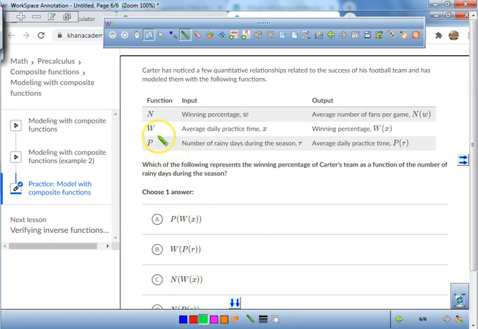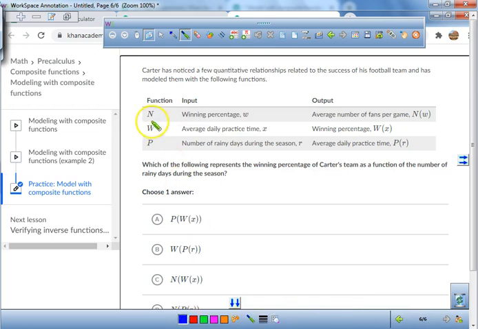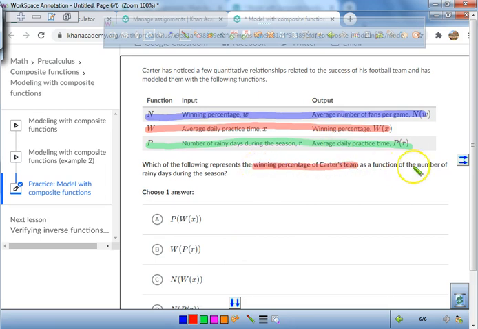So I'm going to go ahead and, what were my colors last time? Blue. All right, we got blue. I did red. And I did green. Blue, red, and green. And it says, which of the following represents the winning percentage? All right, so our winning percentage is our final output, as a function of the number of rainy days.